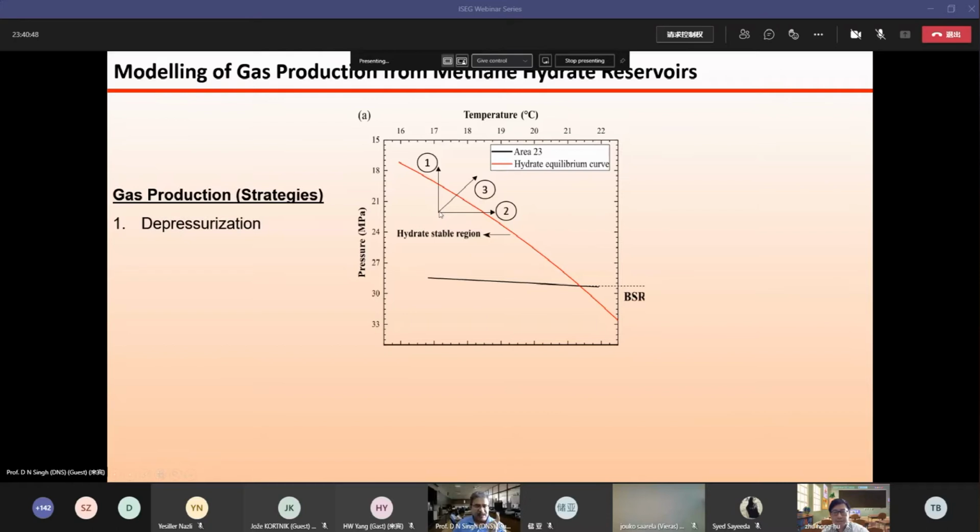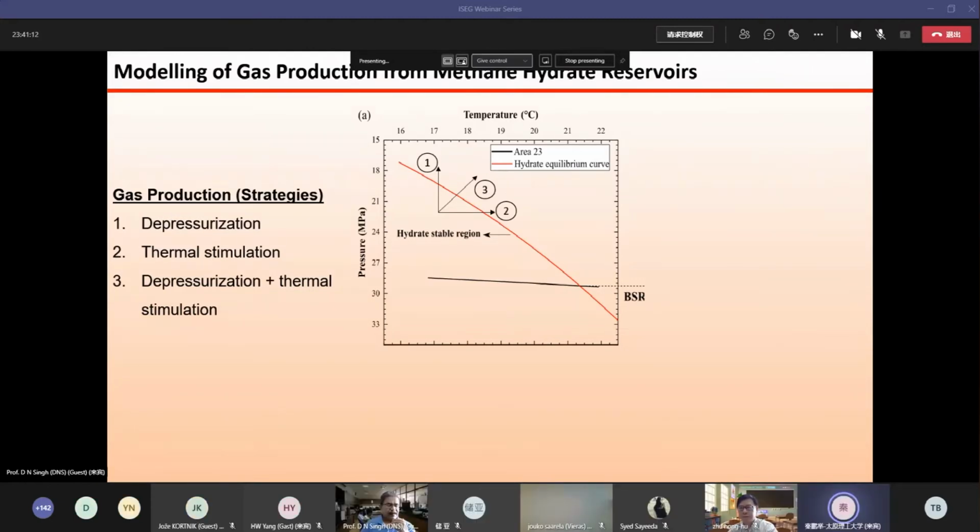That means if I start from this point in the stability zone, and do a reverse process, then I can depressurize the whole system. I can do it by thermal stimulation also, enhancing the temperature. Or the third one could be a combination of the two. So these are the three techniques which we are trying to model right now, experimentally as well as mathematically.